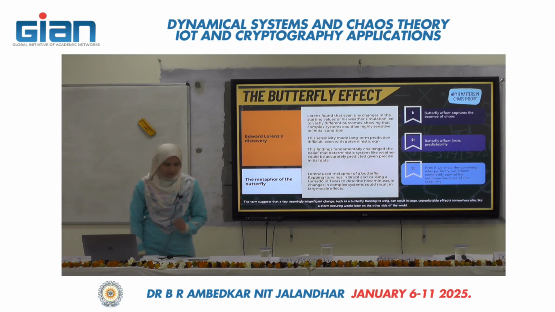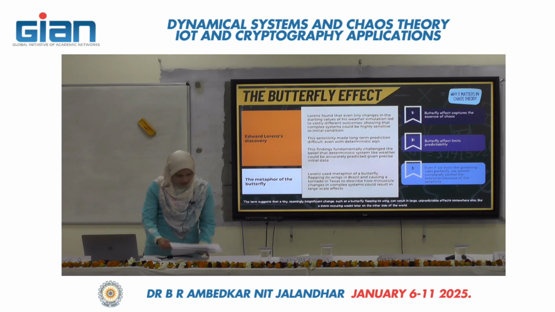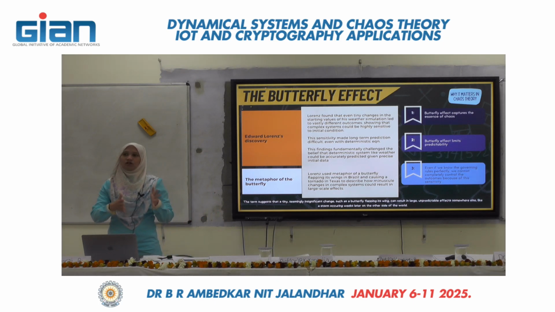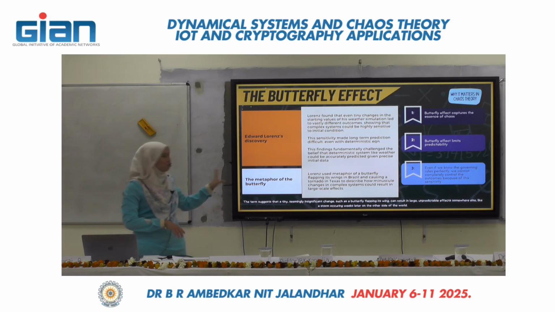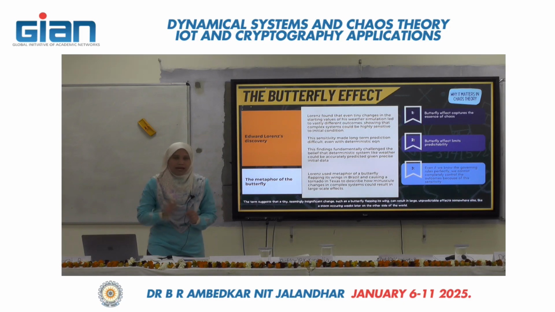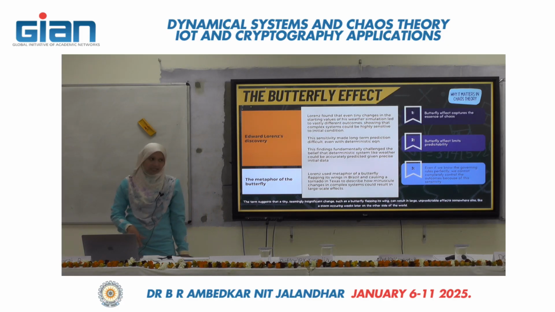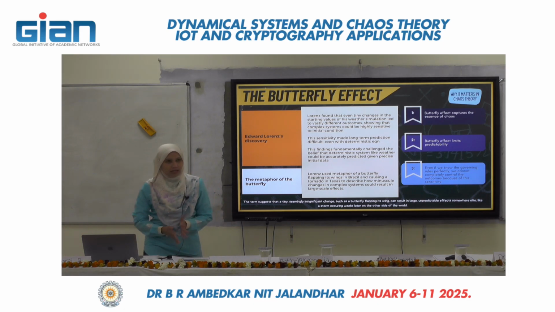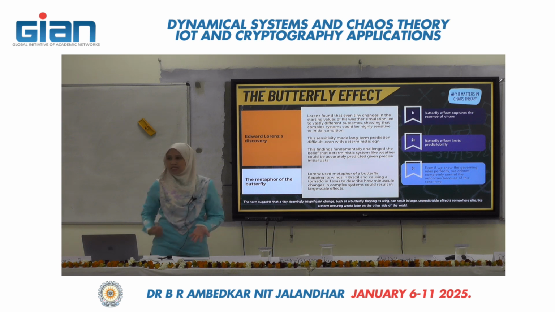In that model, which was already simplified, and I will give you the model after this, he first wanted to run it because he was doing the weather prediction. So he ran the weather prediction using the initial condition of 0.506127. This is the full precise value for the prediction at that time, with six significant figures. After he ran that simulation, he got the output of two months of prediction.